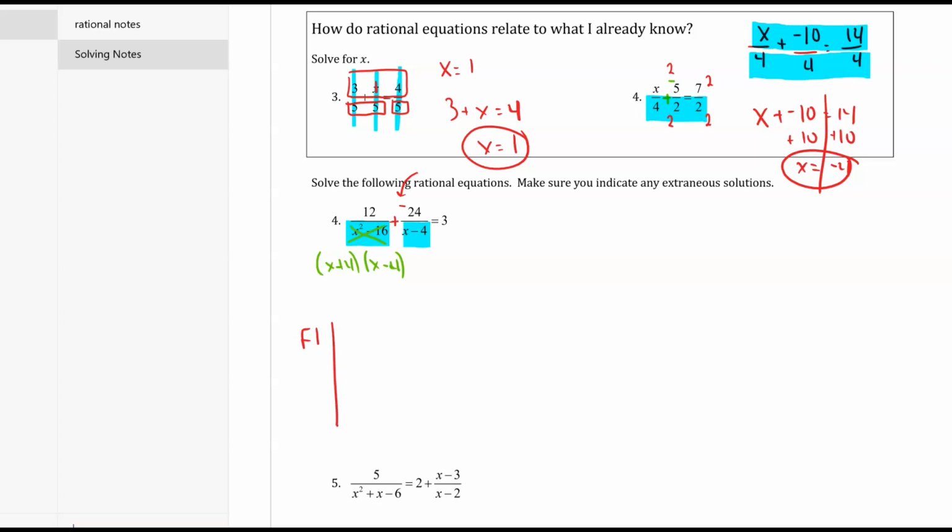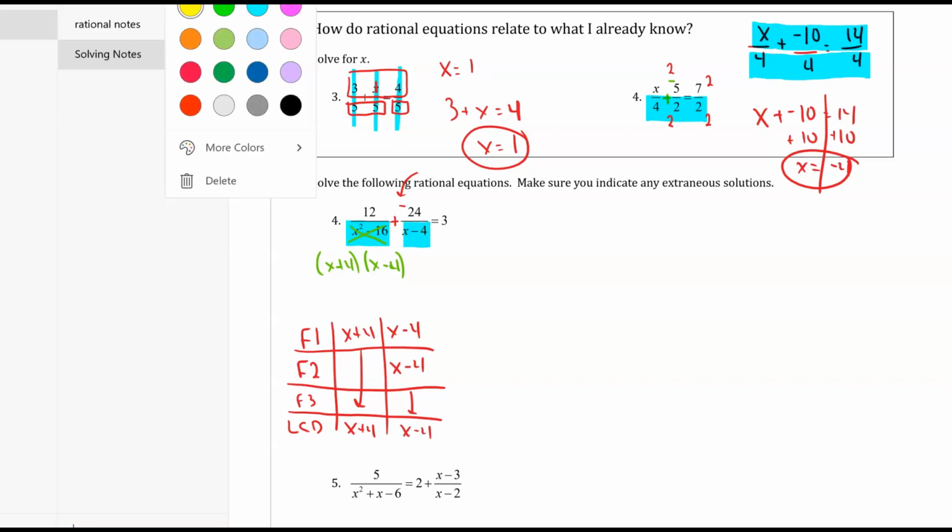So here's fraction 1. It has a factor of x plus 4, and it has a factor of x minus 4. I'll be erasing this in a little bit. My second fraction has a factor only of x minus 4, and my third fraction has nothing. So what I need to do to find my least common denominator is to bring these all down: x plus 4, x minus 4, and now this is what I need all the fractions to have right here.